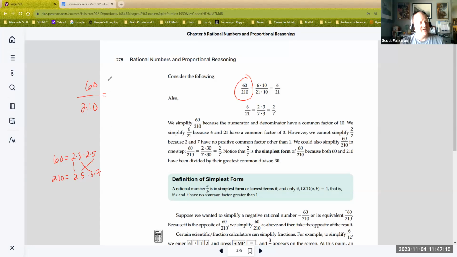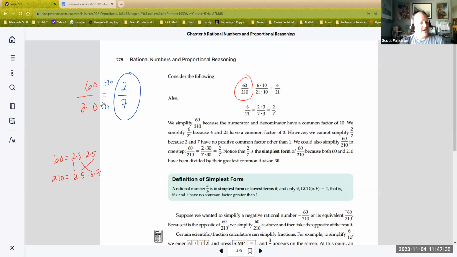So what I could do is think of undoing the 30 for each of them, and that leaves me with 2 over 7. I guarantee at that stage we would have the GCD of 1. So that's kind of a quick approach.